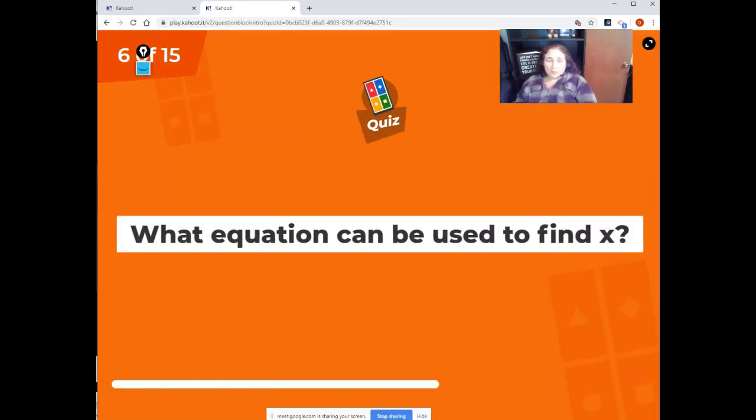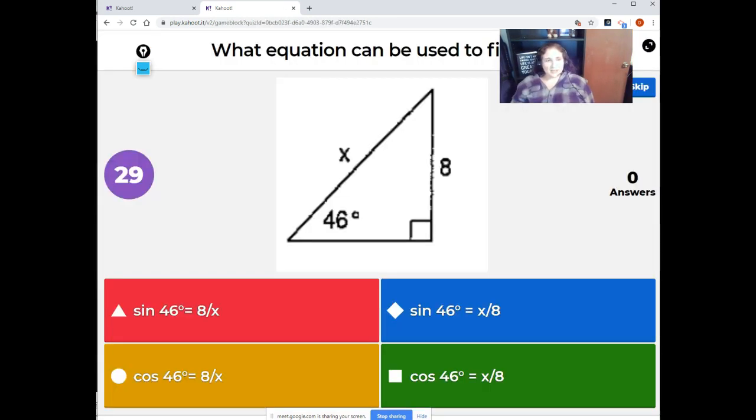Okay, moving on. It ends whenever people don't want to work anymore. I was thinking by 7:30. So I'm thinking we can do the trig Kahoot and maybe the quadrilateral Kahoot, and then we will stop there.